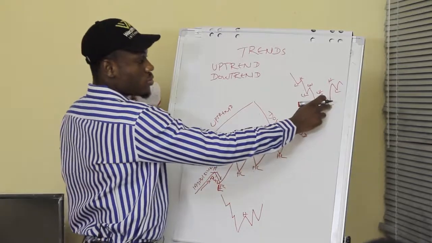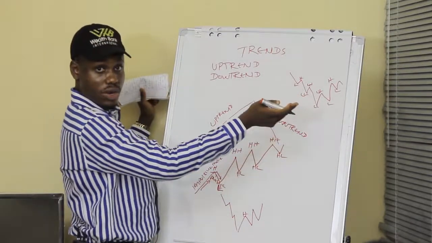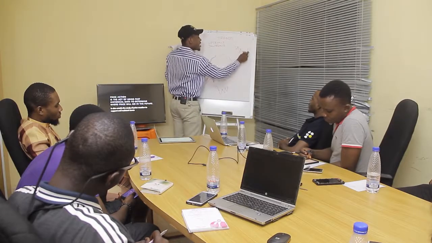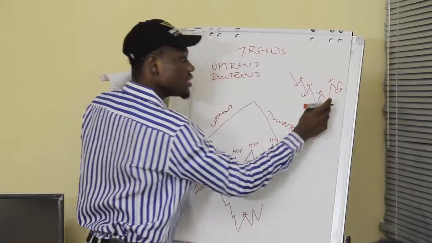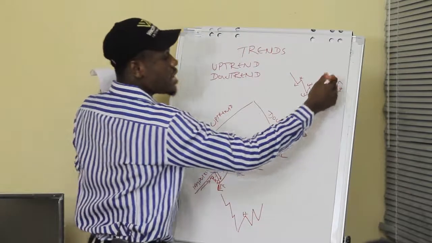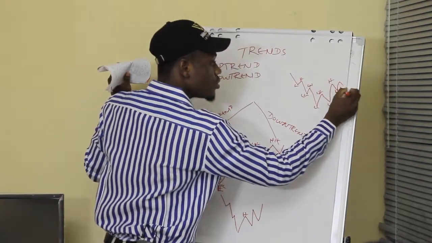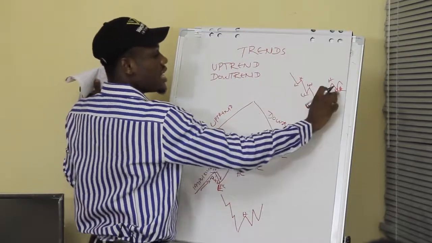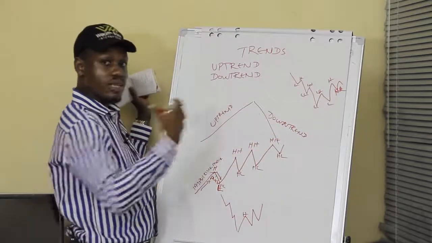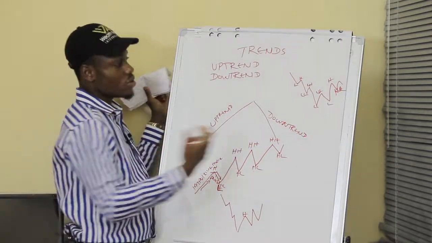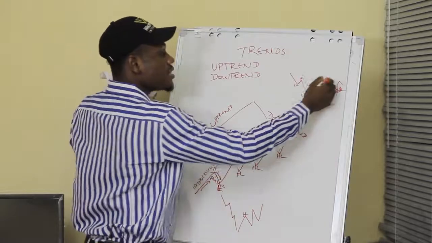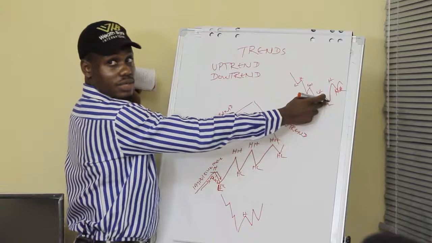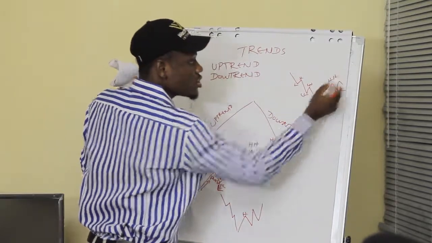This is a low, and so is all of this. But what makes this low different is that it is higher than this, so we have a higher low, HL. What makes this low different from all these lows is that it is higher than the previous low, therefore it is a higher low. What makes this high not an ordinary high is that it is higher than the previous high. Therefore, it is a HH, higher high.